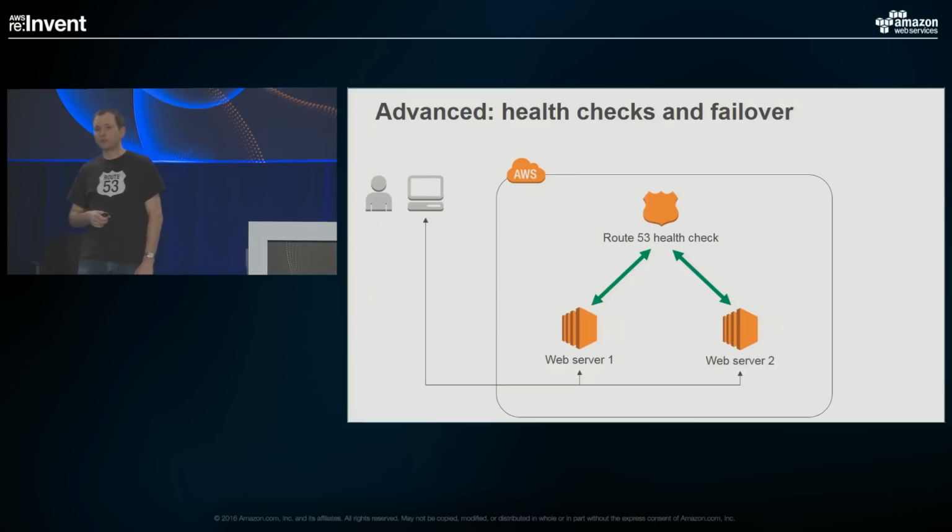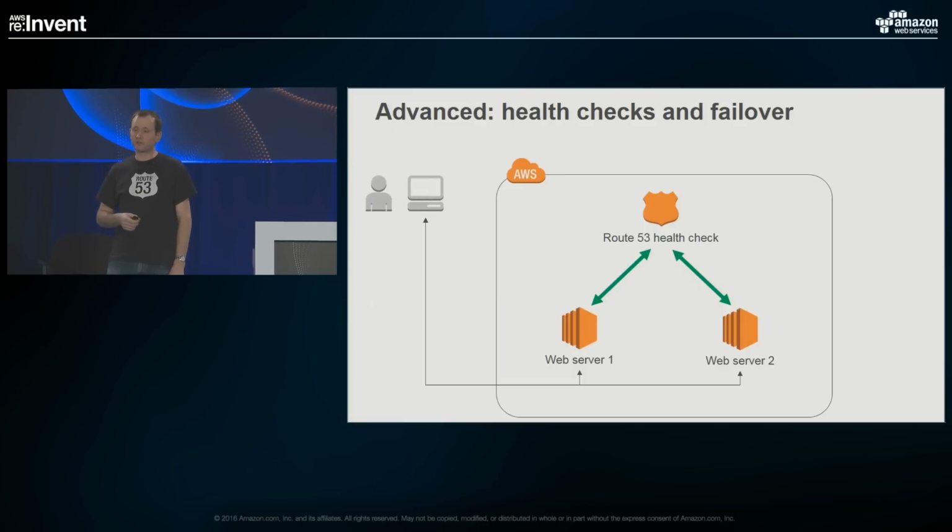You can also run multiple active servers at the same time, each with a health check. And if any of those servers were to go down or become unreachable, Route 53 would simply remove those from the response it gives to users.